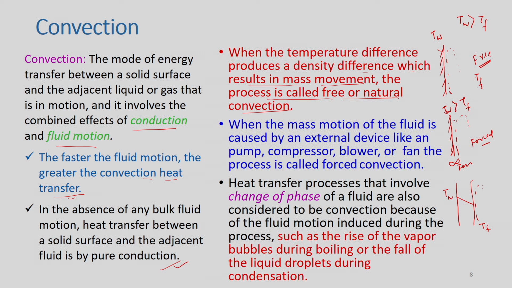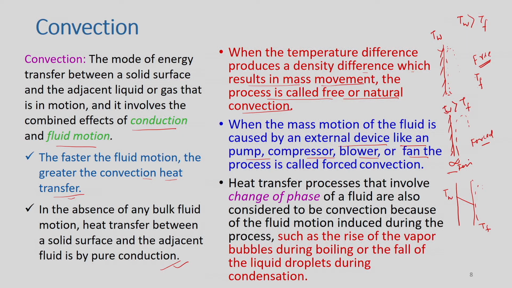So, there are no active units required to lift fluid from the ground state to the top of this plate. When the mass movement of the fluid is caused by external devices like a pump, compressor, blower or fan, the process is called forced convection.